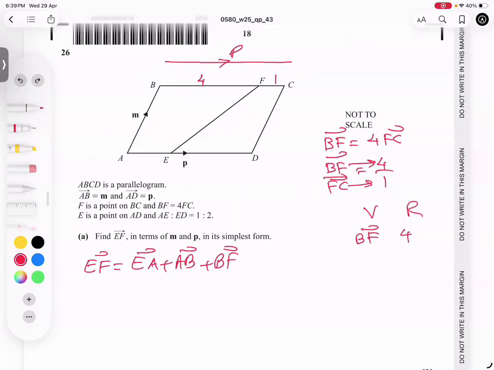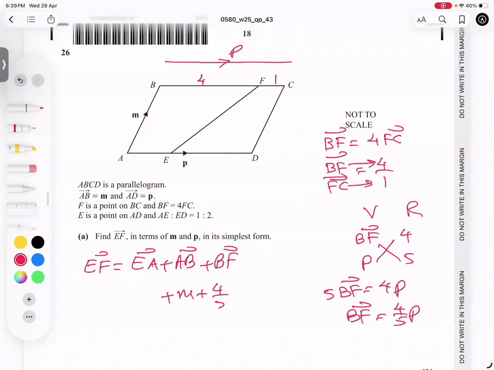I'm writing here P and 5, cross multiply. So BF is equal to 5 times 2, is equal to 4P. And BF, I got it, 4 over 5 times 2P. This value I'm going to plug in here. And AB is M. So this I got and this I got. What is left, students? The left part is EA. How to get EA? This I'm looking for.